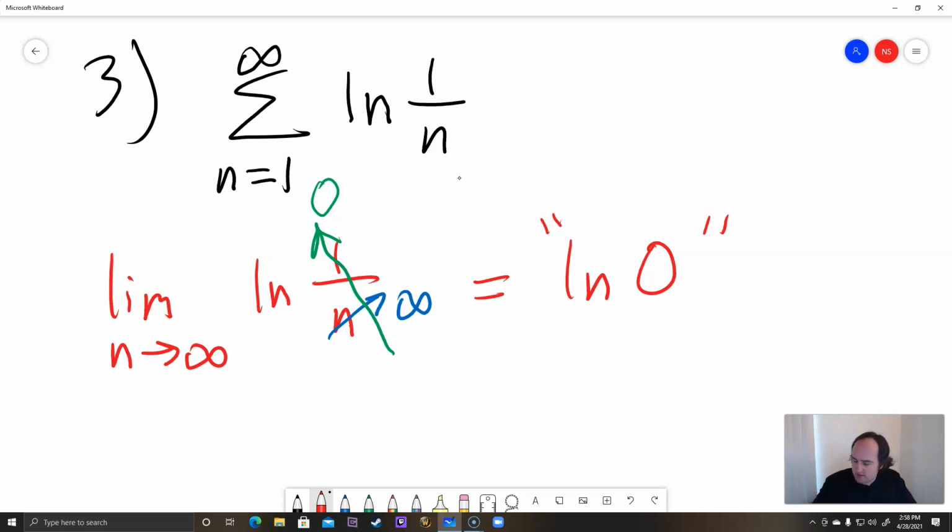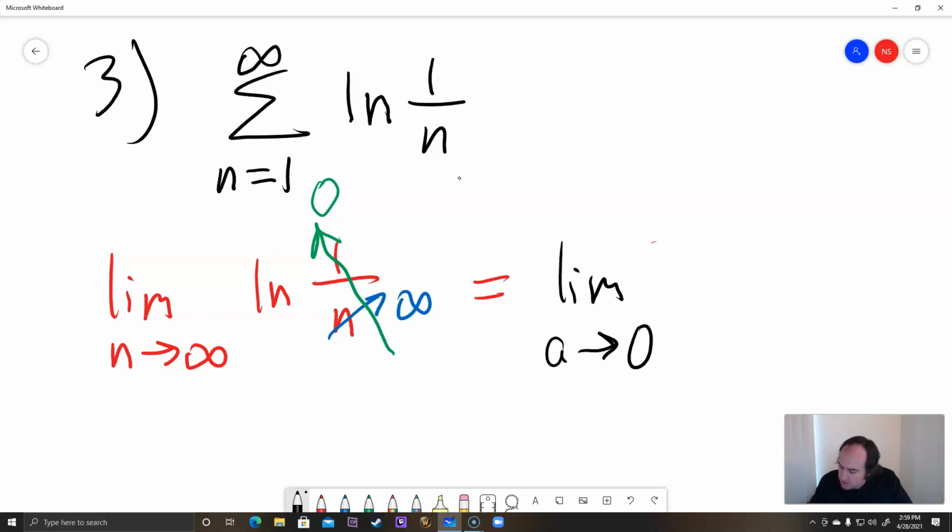So really it's not ln of 0. What it is, is the limit as a approaches 0 of ln of a. That's really what it is. And maybe instead of calling it a, I'll just call it x to make it easy to plug into a graphing calculator. So you could say this is the limit as x goes to 0 of ln of x. And it's really the limit as x goes to 0 from the right-hand side.